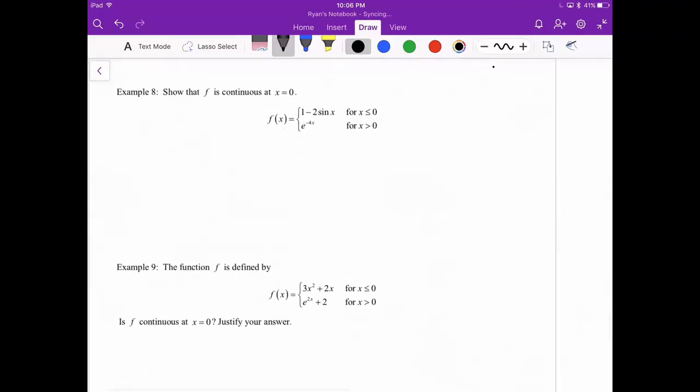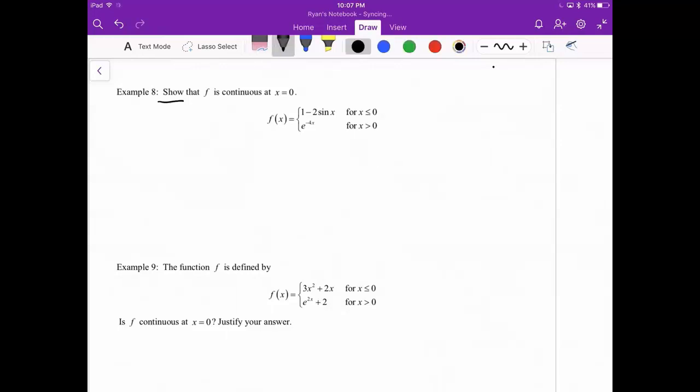Okay, so let's jump into the examples and then you'll be done with your first video and ready to tackle the assignment. So example 8 says show that f is continuous at x equals 0. What that means is that we know that the function is continuous, we just have to show it using the definition of continuity that we learned above.